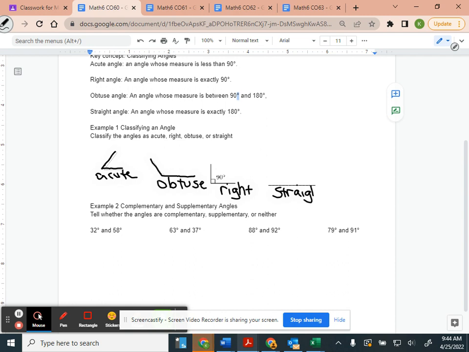Is there a thing called a left angle? No. So the right angle can go either way. As long as it has that 90-degree angle, it can go either direction. It's still called a right angle. Okay. So it can be facing the left or facing the right. It's still called a right angle because it's 90 degrees.